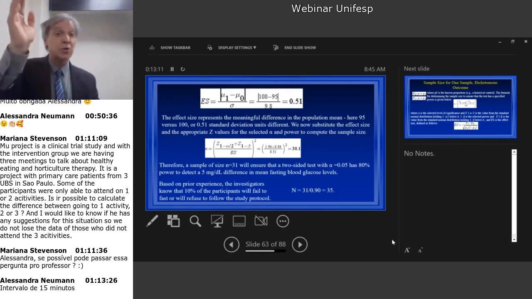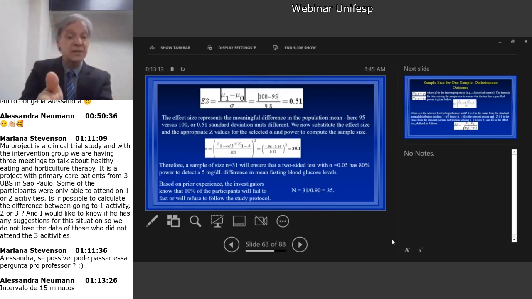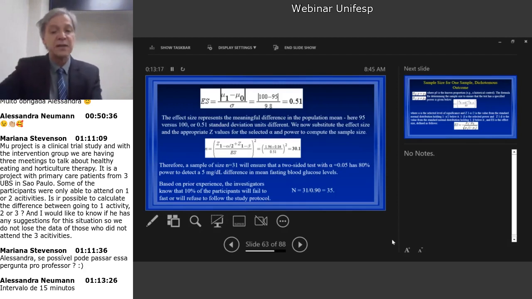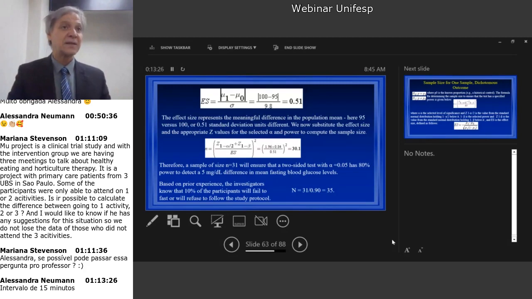It's very simple. You take your 31 people that you need for a sample size and divide by 0.9, because you can only get 90% of real people. That gives you 35. So now you can lose 10% and you still get your 31 people that you need to have enough power. You follow that? Is that easy mathematics?